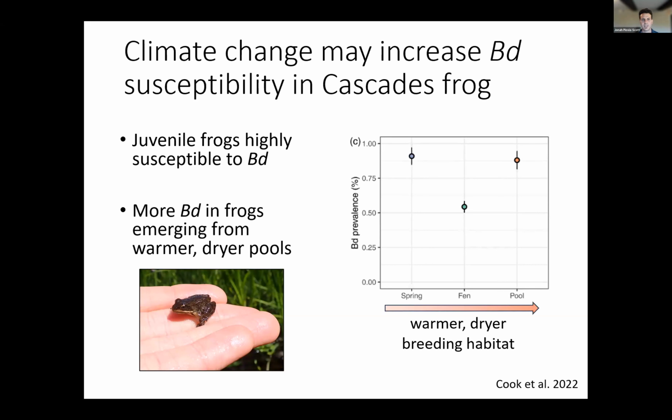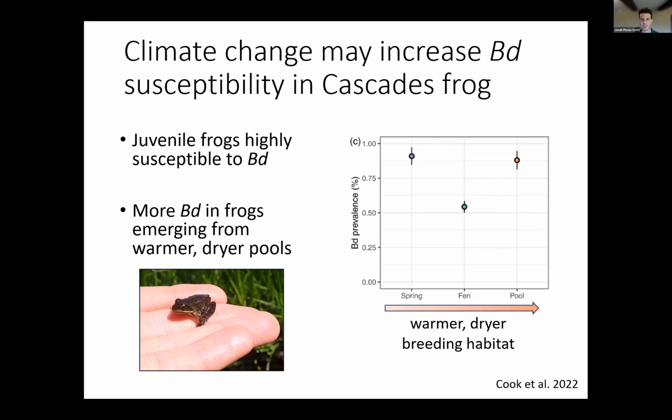One of the things we found recently is that we see more BD in juvenile frogs that are emerging from warmer, drier pools. So this is from a series of meadow breeding habitats in Northern California. On the y-axis, you can see BD prevalence in the recently metamorphosed frogs emerging from those habitats. And on the x-axis, you can see 3 different breeding types that are basically moving towards warmer and drier as you go from left to right.